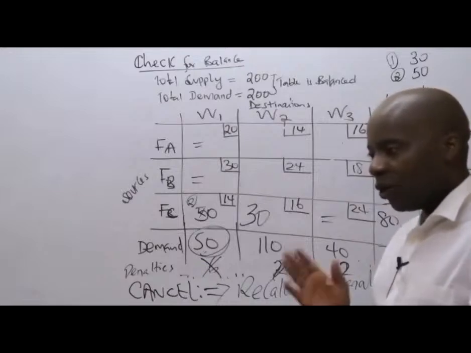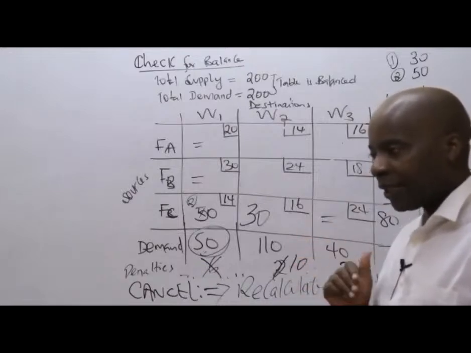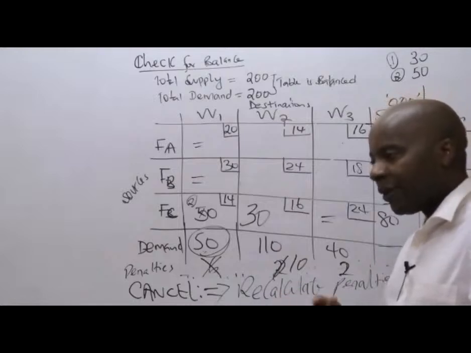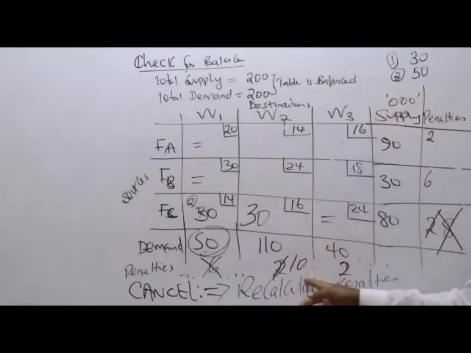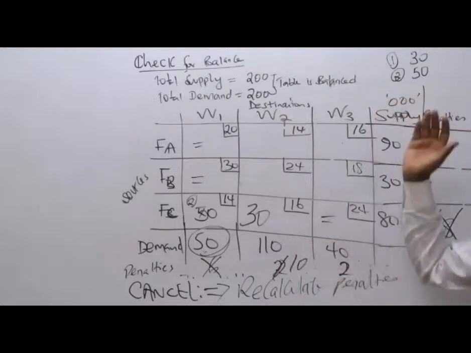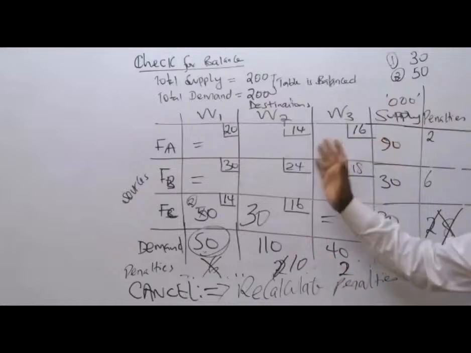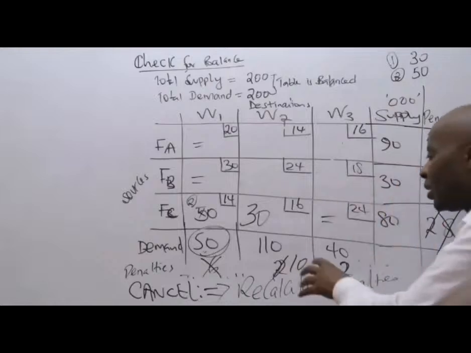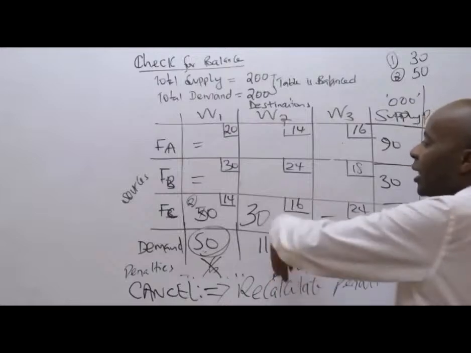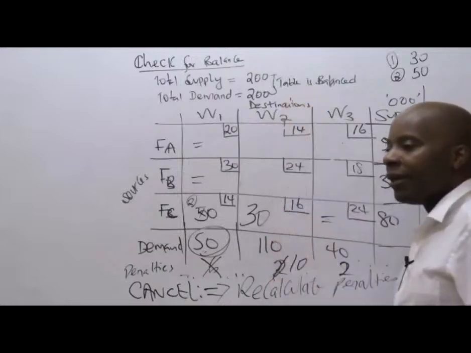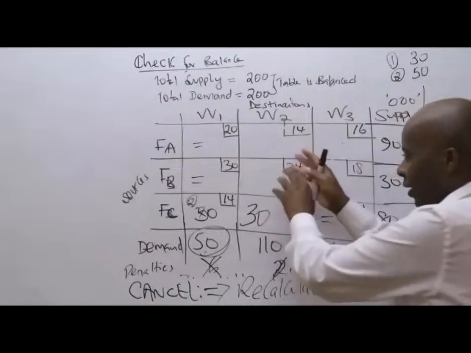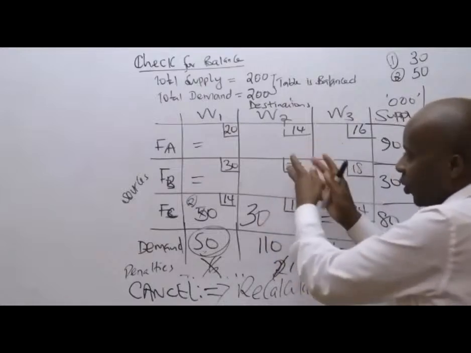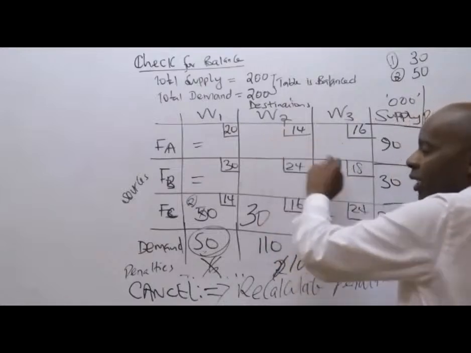What do I do with these penalties? Very easy. Always you will be guided by the highest penalty. The highest penalty happens to be the 10. It's a column penalty. Walk along the column that has the highest penalty and do the allocation of units. It takes me to the very best cell, which is the one that has the lowest cost. The one that has the lowest cost is this one here with 14.